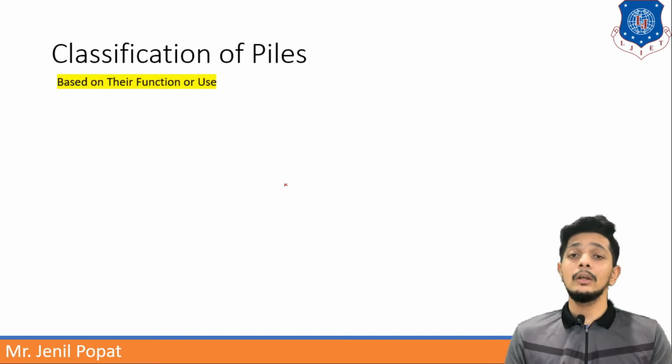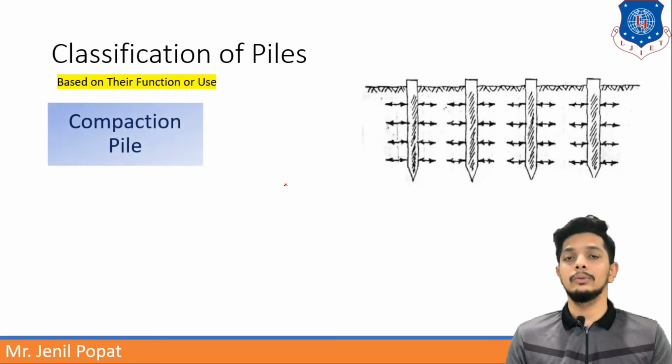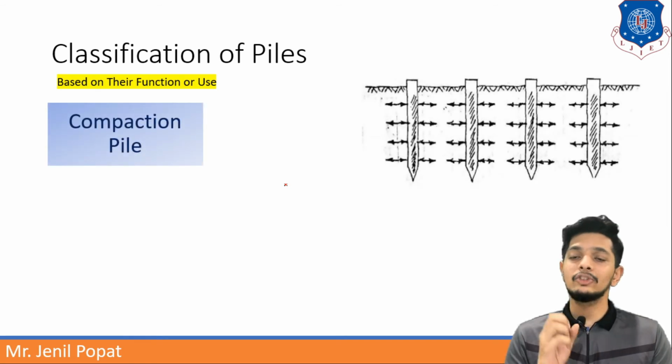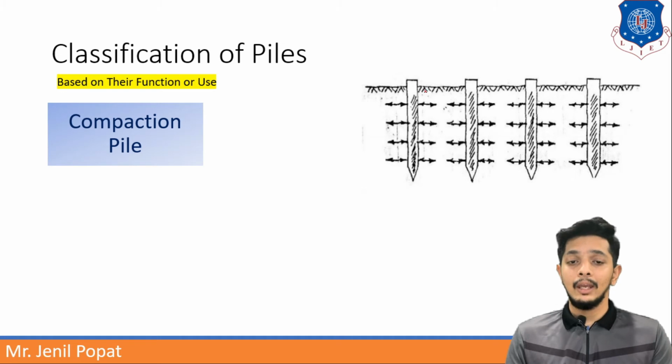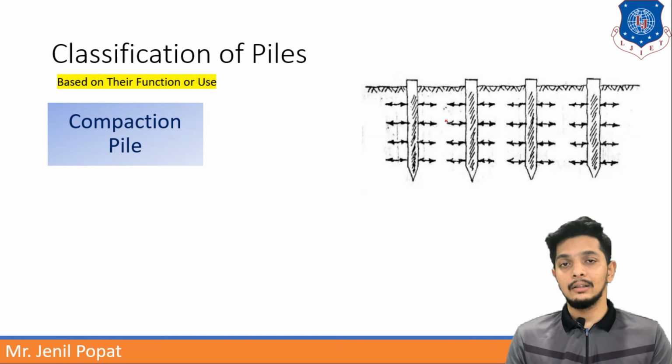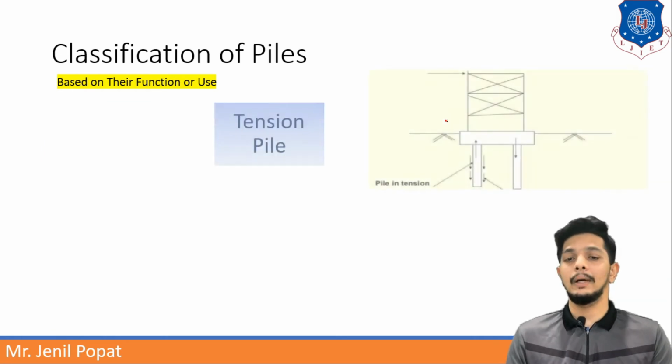Moving further, classification of piles based on their function or use. So first pile is compaction pile. It is driven and it works as a compaction pile. As you insert it in the soil, the soil in between those piles will get compacted. That is why it is known as compaction piles.